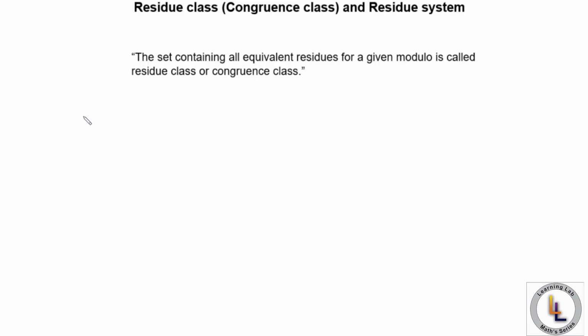Let us discuss the residue class and the residue system. A residue class is just a set containing all equivalent residues for a given modulo. Let us take an example. If we are dealing with mod m, as we have seen, the permissible values are only 0, 1, 2 and up to m minus 1. The permissible values of any given modulo always start from 0 and end with 1 less than the number m.